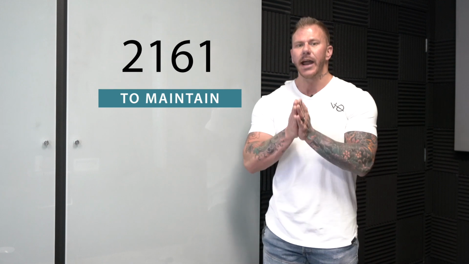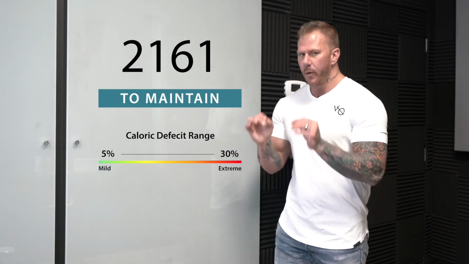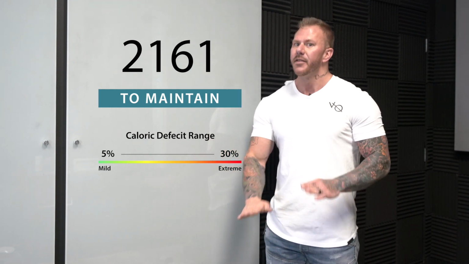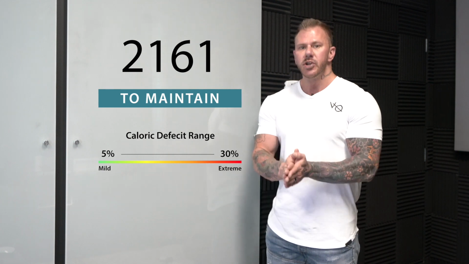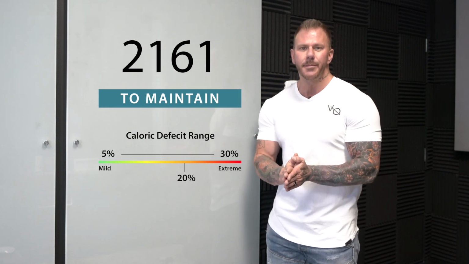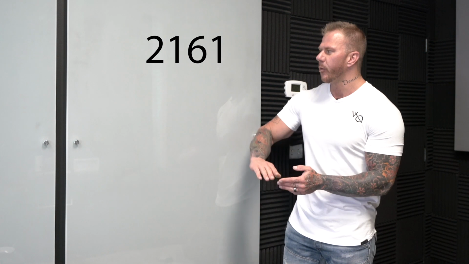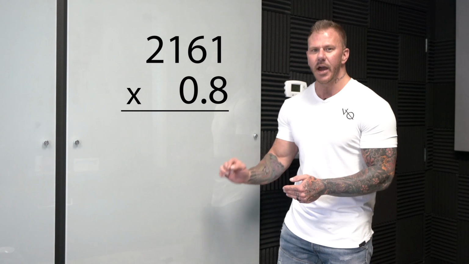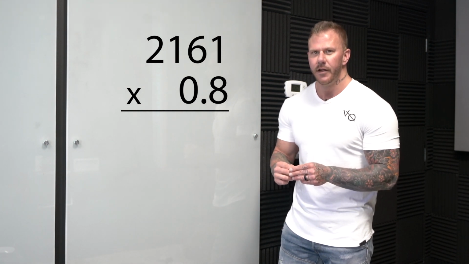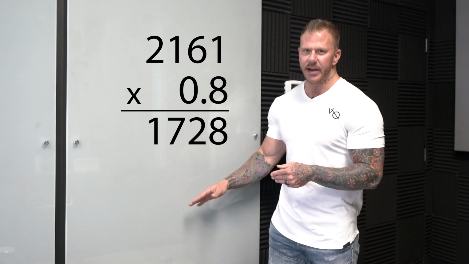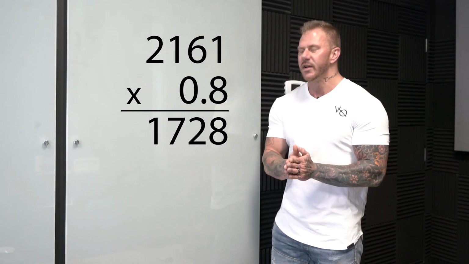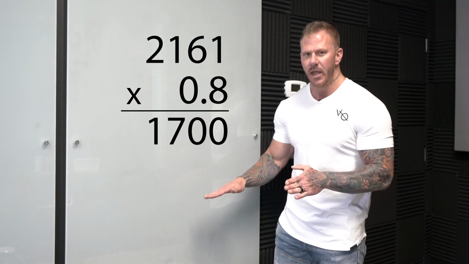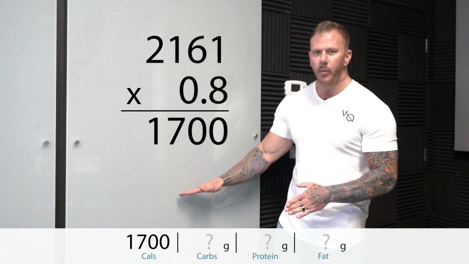So next step is, how do we figure out a deficit from that? Remember, a deficit can be anywhere from 5% all the way up to 30%. 30% is extreme. I don't recommend doing that. So let's go with a safe middle number of about 20% deficit. So we take this number, 2161, and we're going to times it by 0.80. We're leaving 20% off. Spits out 1728 at us. So let's make that a round even number for the sake of ease. So we have 1,700 calories. That is your calorie deficit. That's the number we need to hit.